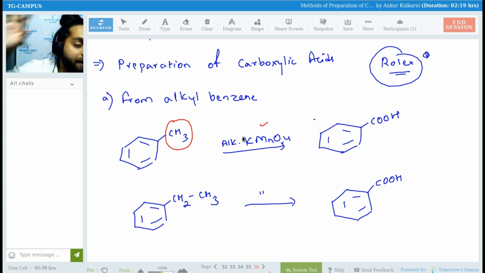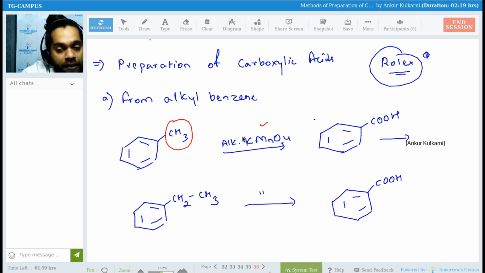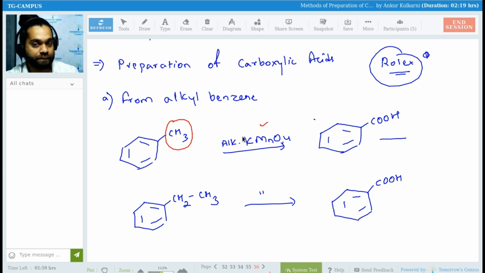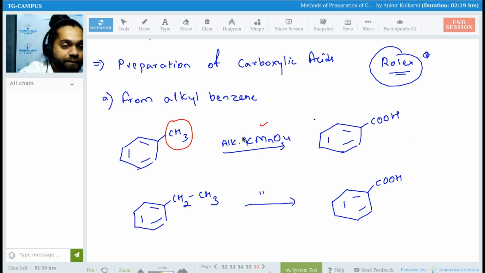No matter how many carbon atoms are there, if you use alkaline KMnO4, it is so strong that it will always give you, what is the name of this? Prashanti, Sasidharan, Rahul, what is the name of this? The product, the acid. Yes, benzoic acid. It is benzoic acid.